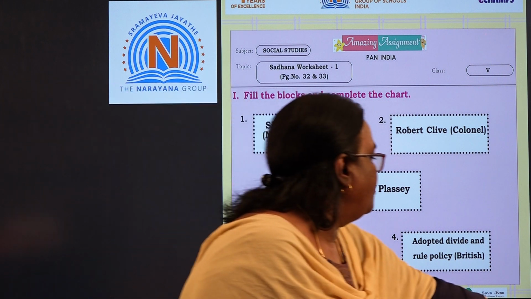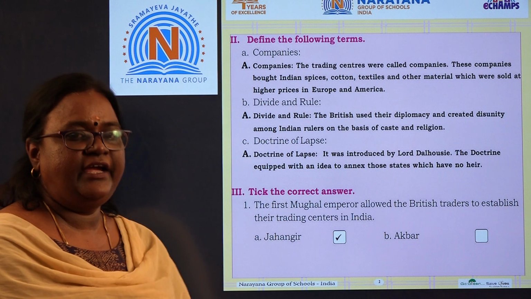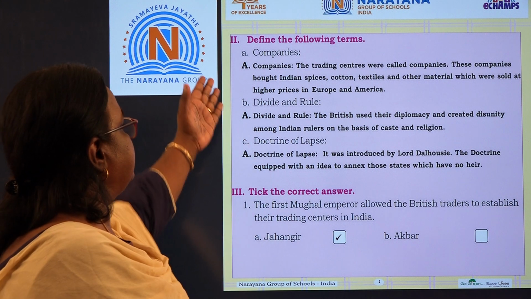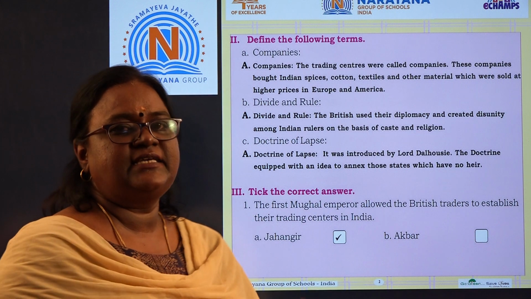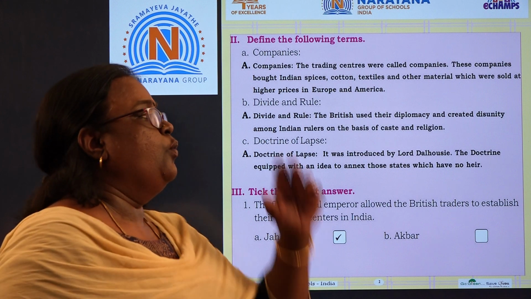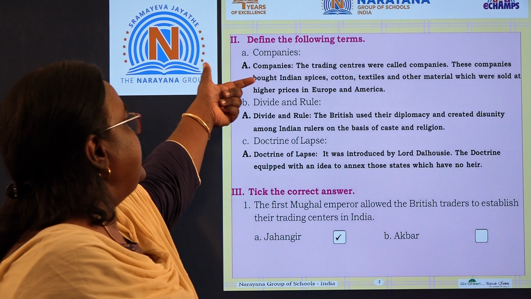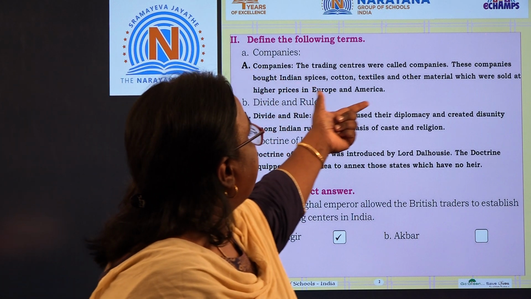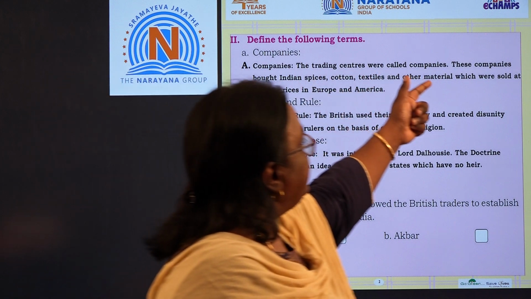So let's move on. What do we have more in this assignment? Wow, we have to define the terms. So first you have to define the term companies. So usually what is companies? You would say companies is an organization. But what does this tell us? Yes, the trading centers were called companies. The trading centers were called companies.